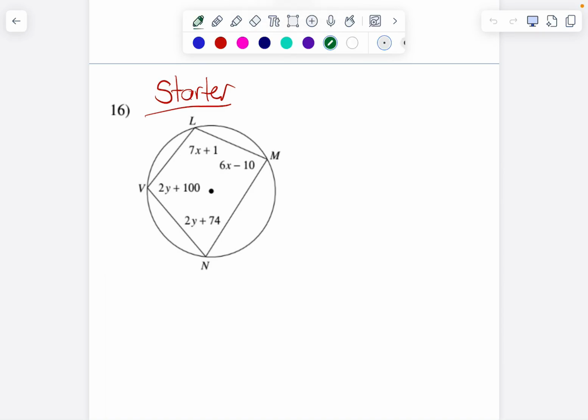Inscribed quadrilateral, and what's true about an inscribed quadrilateral? The opposite angles are supplementary. Yep.